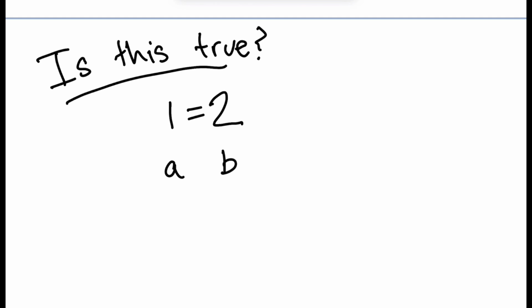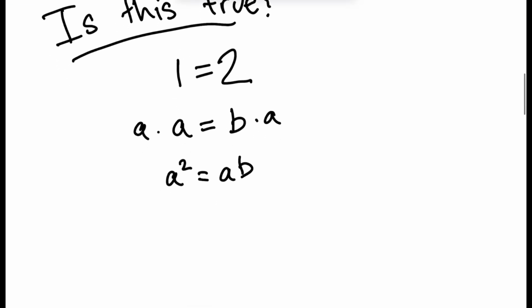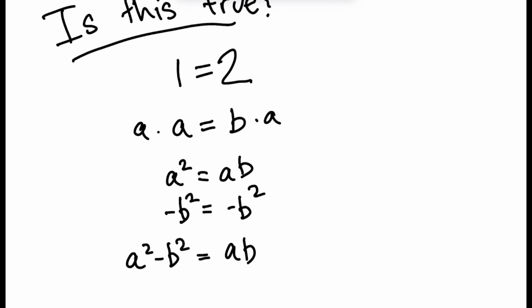Let's start with a equaling b. And I multiply both sides by a. What this gives me on one side is a squared. And on the other side, it gives ab. Now, if I subtract b squared from both sides, what we're going to get is a squared minus b squared on this side, equal to ab minus b squared.